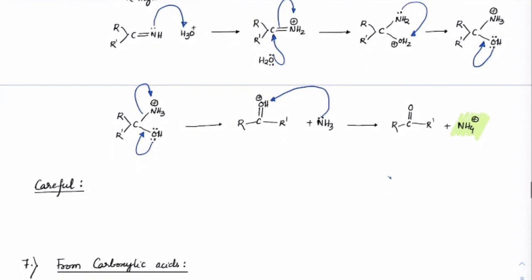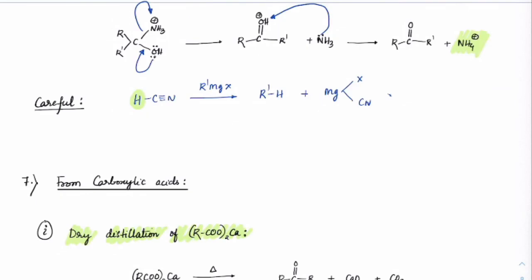Another important point, why you need to be a little careful whether it is a cyanide given or cyanic acid given. So in case you have H, C triple bond N, and then we are reacting with R dash MgX, then acid base reaction is more preferred, because we know that first R MgX is highly basic, so it will prefer acid base reaction first. So plus MgX and CN.